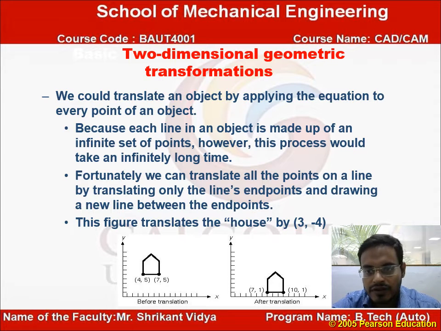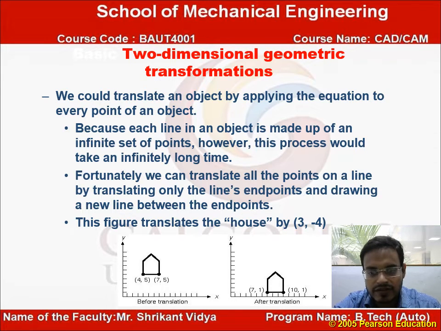So in two-dimensional transformation, we could translate the object by applying the equation to every point of any object, because each line in an object is made of an infinite set of points. However, this process would take an infinitely long time. So fortunately, we can translate all the points on a line by translating only the endpoints and drawing a new line between the endpoints.